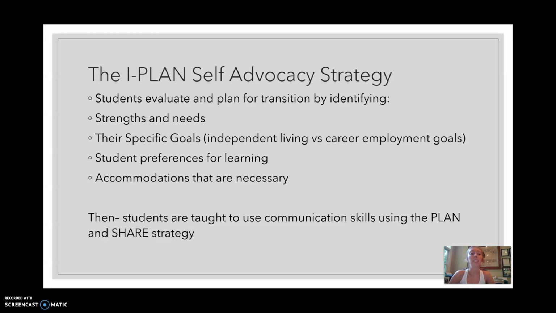They will identify their specific goals. So would they rather live independently, or do they want to go into a specific career? Students will identify preferences for learning if they plan to go to post-secondary school, college, and they will identify the accommodations that are necessary for learning and success. Then, after students identify these different plans for transition, students are going to use the plan and share strategy to communicate these ideas to their parents and teachers and different members of the IEP team.